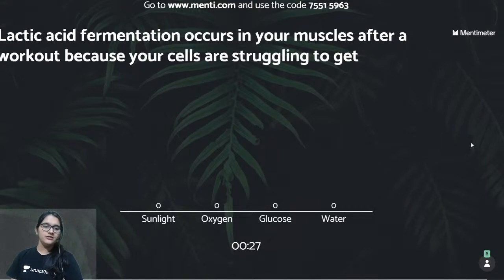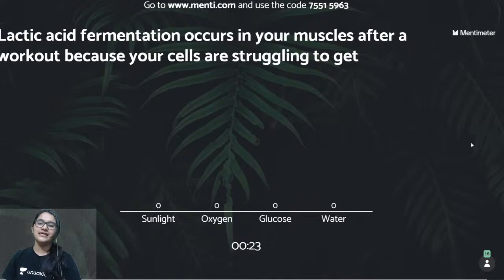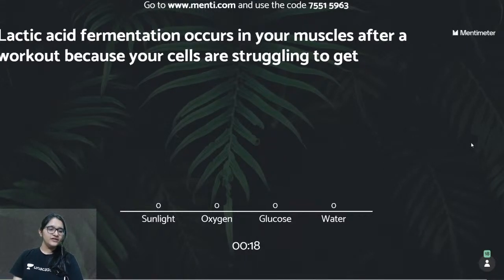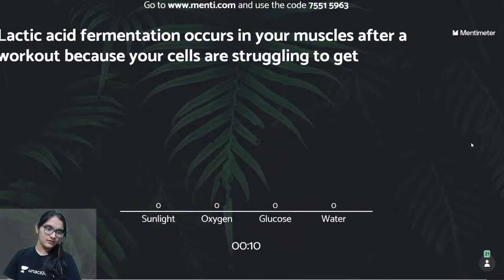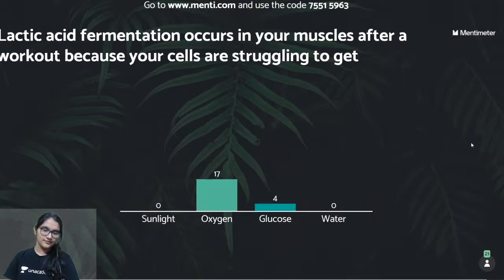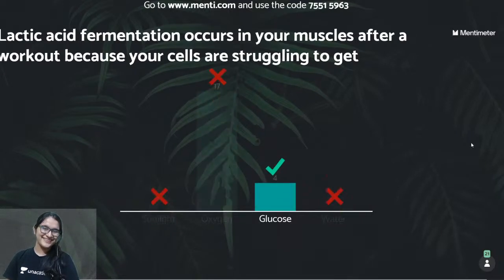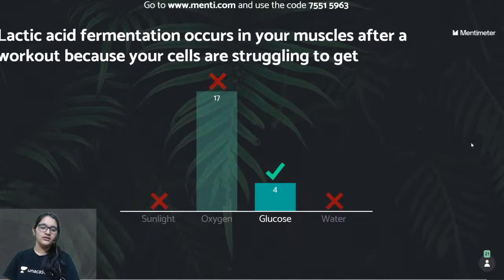Chalo, chalo. Lactic acid fermentation occurs in our muscles after a workout because our cells are struggling to get what? Not very difficult, a little tricky if it might be, but easy. Oh, the correct answer is oxygen, guys.